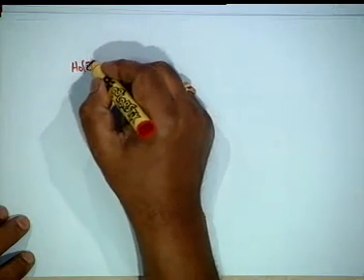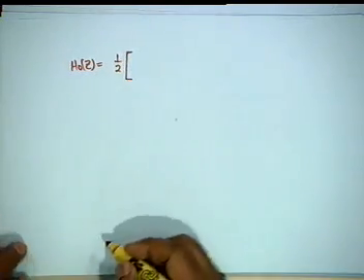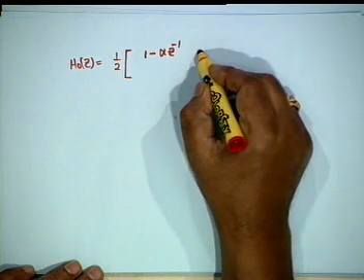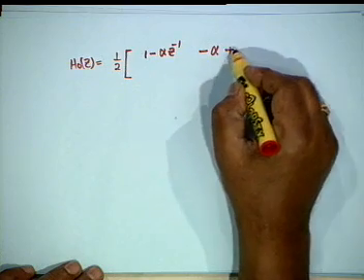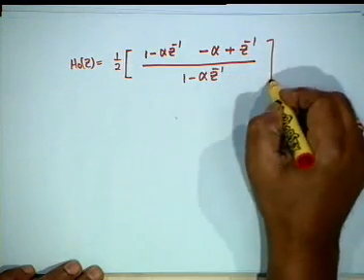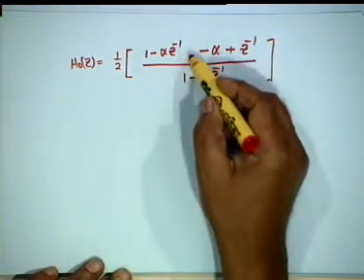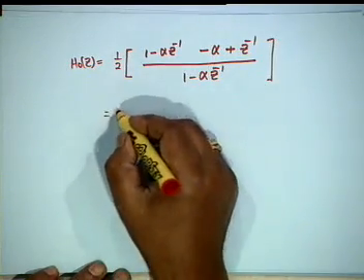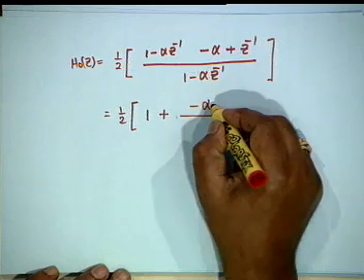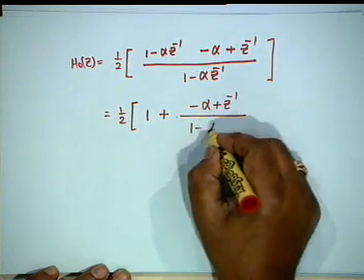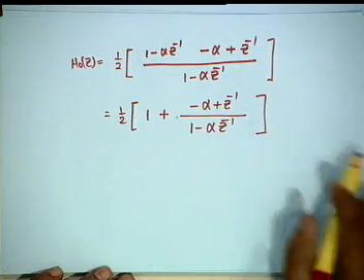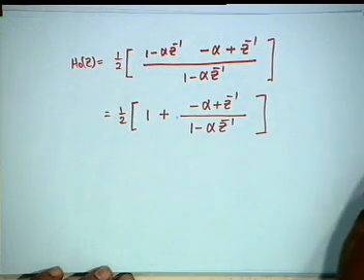Let me rewrite H naught of z. I will rewrite in a particular fashion now. 1 minus alpha z inverse, minus alpha plus z inverse, whole divided by 1 minus alpha z inverse. Have I missed a term? No. The first two terms make it 1, and then plus minus alpha plus z inverse divided by 1 minus alpha z inverse. Okay. What is this filter? This is an all pass, first order all pass filter.